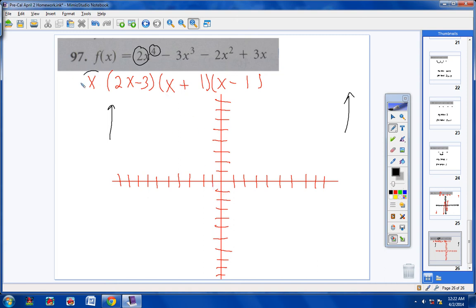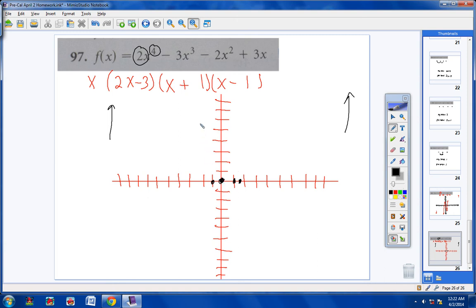Well, if I took this group here and set it equal to 0, I would get a 0. If I set this group equal to 0, I'd get a positive 3/2 or a positive 1.5. If I set this group equal to 0, I'd get a negative 1. If I set this group equal to 0 here, I'd get a positive 1. So there, I found all of my x-intercepts pretty easily. Now your y-intercept, if you put a 0 in everywhere there's an x, you will get out just 0, so your y-intercept is also 0.